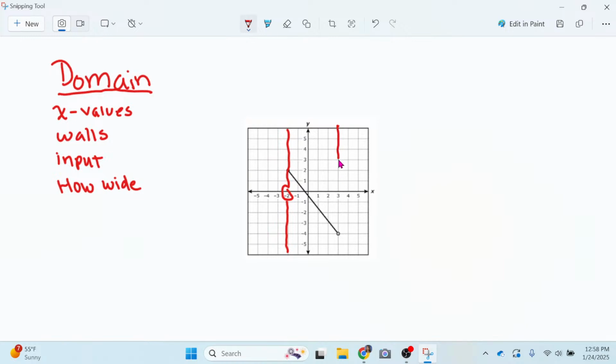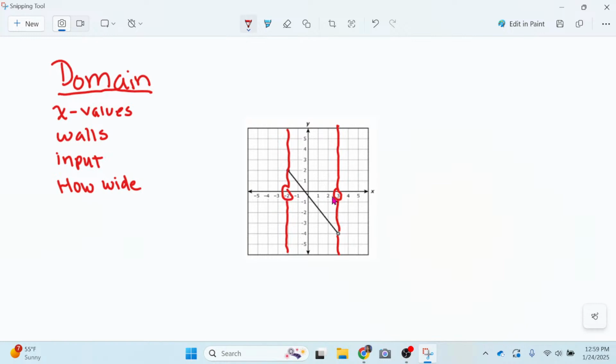Here's the other wall that I'm going to draw. Walls go up and down, right? That's why my walls are this direction. Now, notice I circled those x values that my walls went through. I did that on purpose so that you could see what the domain is. This segment is between those two x values that I circled there, okay?